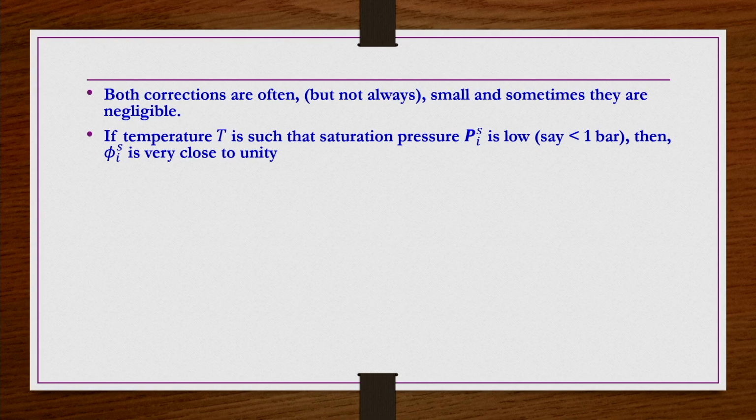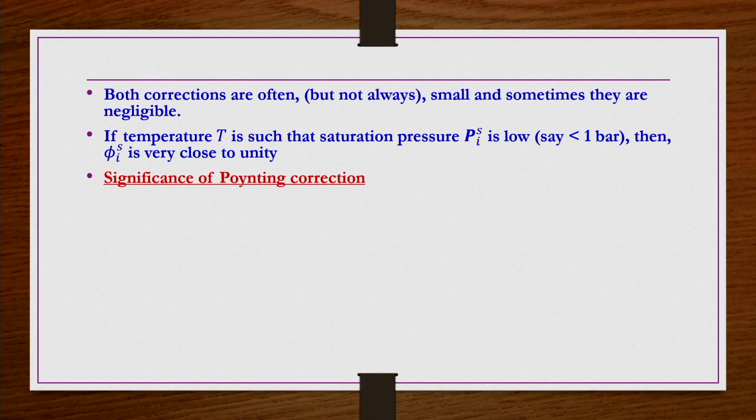If temperature T is such that the saturation pressure P_i^S is low, say less than 1 bar, then Phi_i^S is very close to unity. If the saturation pressure is close to 1 bar or less than 1 bar, then obviously it is possible that the vapor phase obeys ideal behavior, and since ideal behavior is obeyed, obviously Phi_i^S is going to be 1 or close to 1.